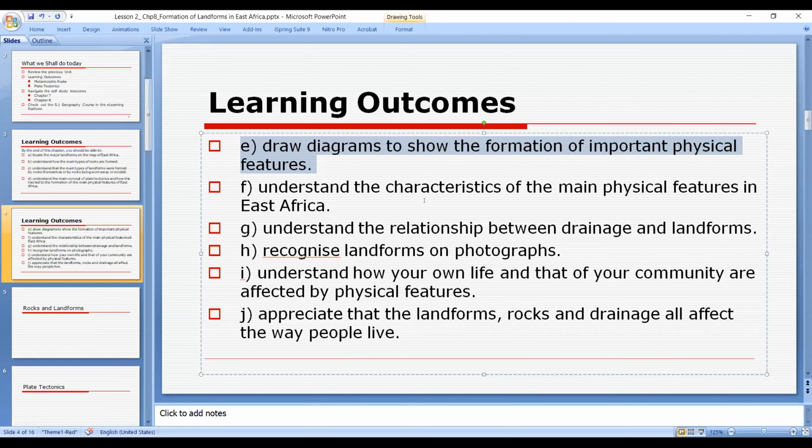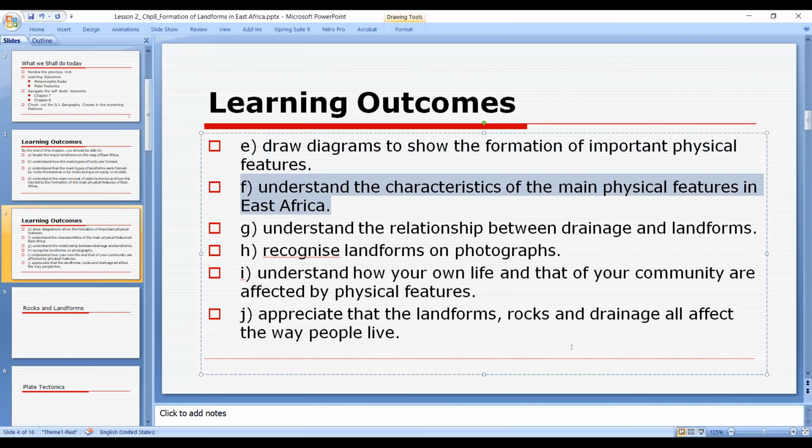We shall use diagrams. When we say Rift Valley formation, block mountain formation, a volcanic eruption formation, formation of sedimentary rocks, formation of igneous rocks, when you have diagrams, it makes a lot more sense to me and to everyone. So draw diagrams to show the important physical features and how they're formed. Then understand the characteristics of the main physical features.